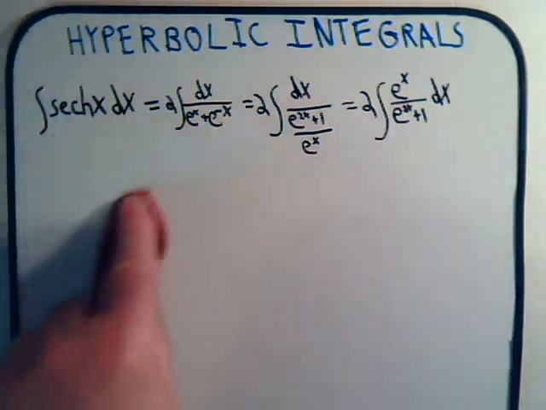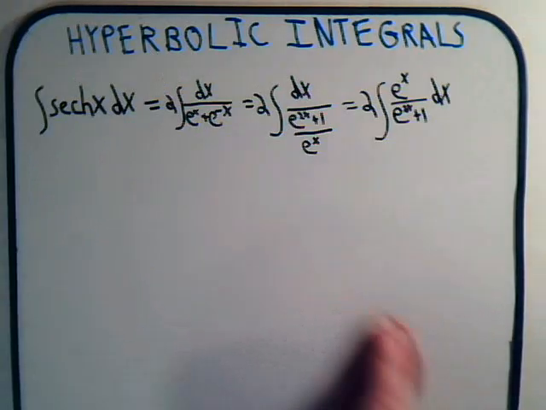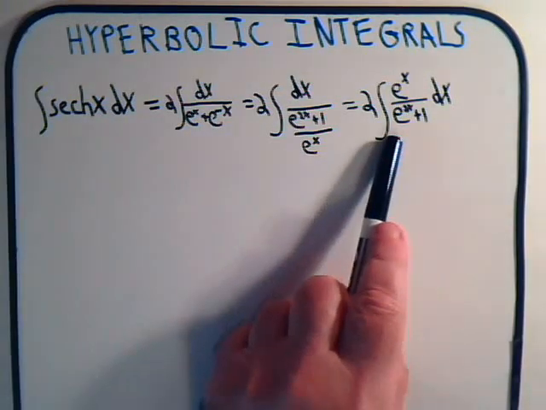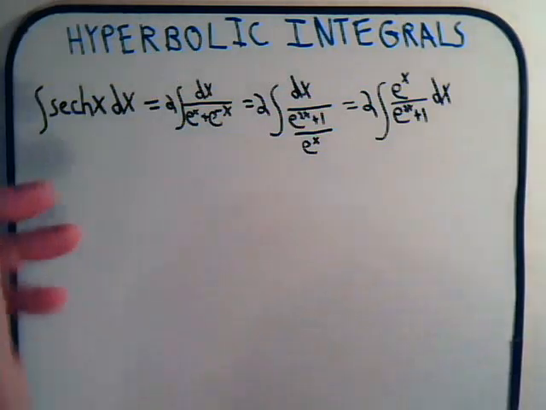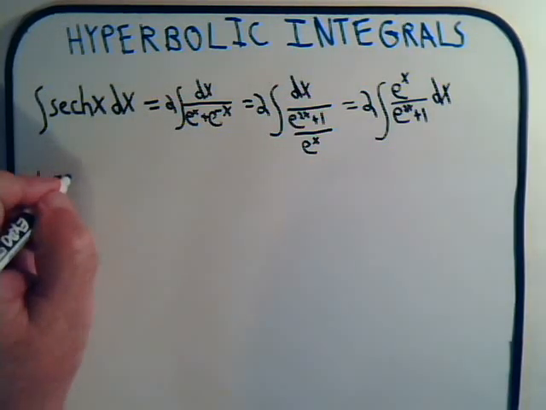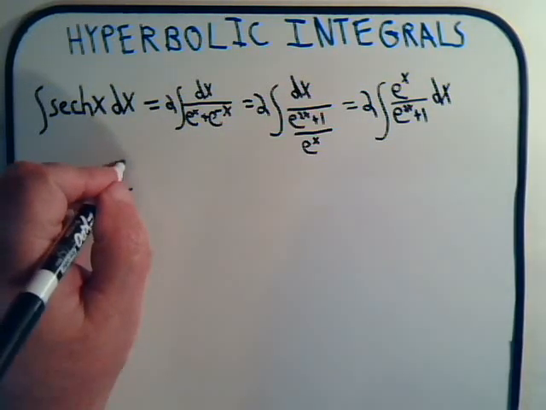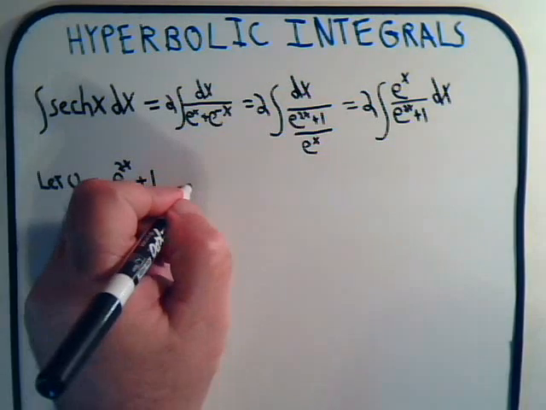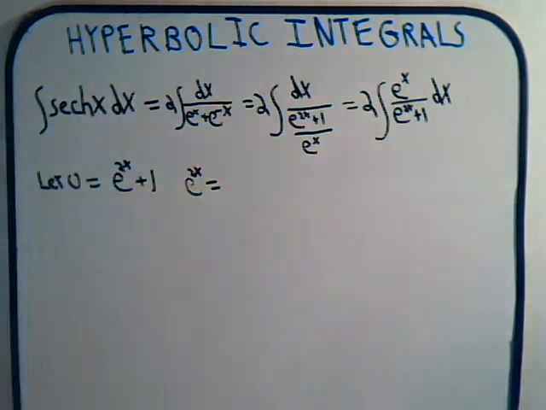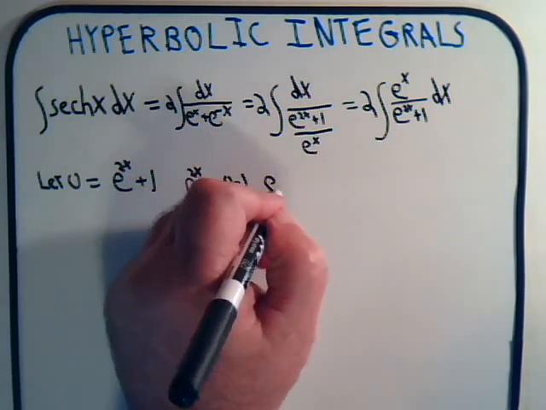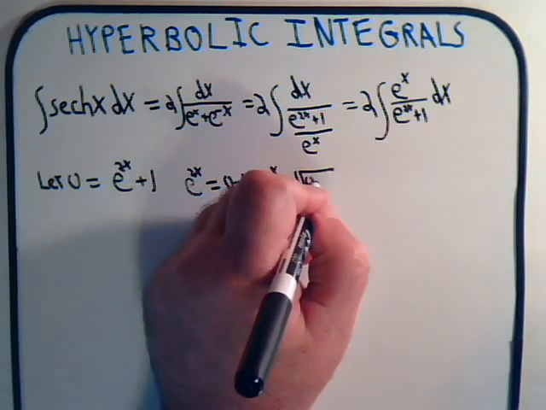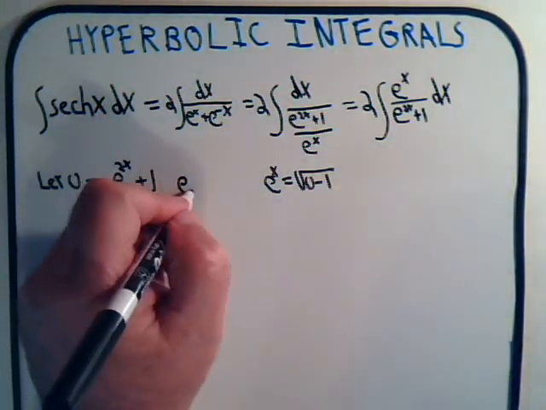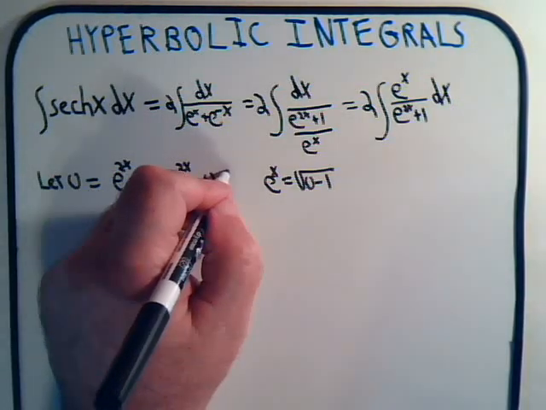And we're looking at this now, and hopefully you're thinking perhaps this can be solved with a u du type substitution. So let's try it. Suppose we call this u. Let u equal e to the 2x plus 1. Now notice if we do that, e to the 2x will equal u minus 1, and e to the x will equal the square root of u minus 1. E to the 2x equals u minus 1.